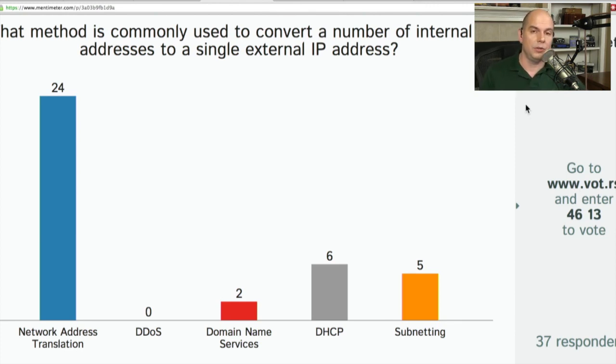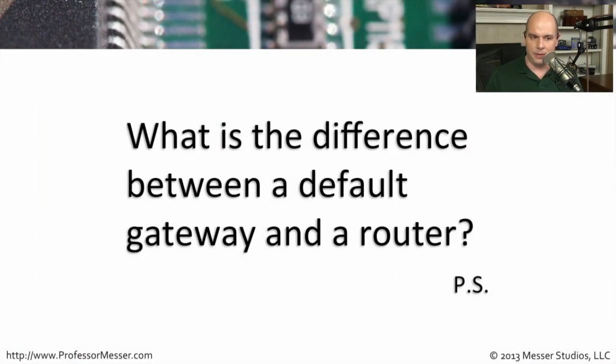DHCP is Dynamic Host Configuration Protocol. That's one that gives your device an address automatically. It's not one that's converting any addresses. And of course, subnetting is just a way to separate different subnets, to separate your network into different pieces. It's not talking about specifically translating or converting any addresses either. So a lot going on there. And I think we are all on the same page here. You've got network address translation as the answer to that one.